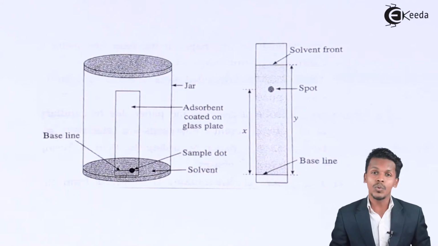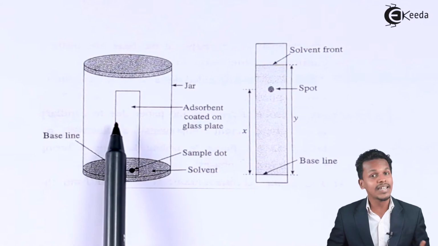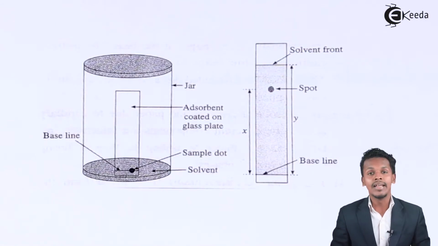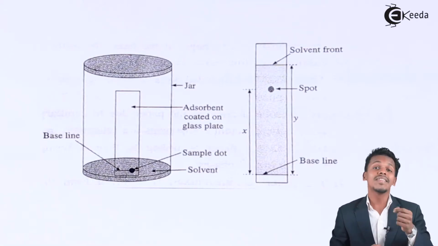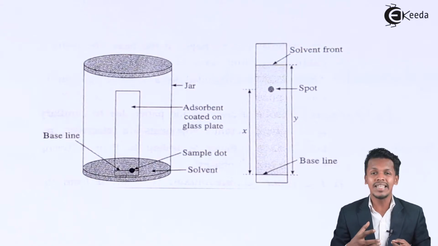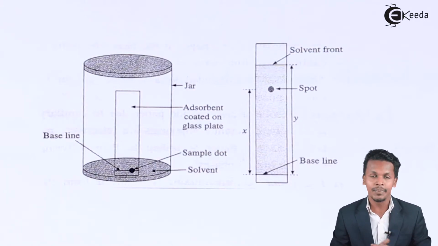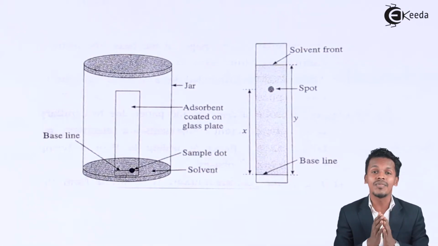So the main thing in this technique is that we take a thin glass, presented in this manner, and dip it in the slurry of silica gel, or it could be alumina also. After a few minutes it will get dried up, and this is the main thing that we need. Now we can take an organic mixture, that is the organic mixture that we have to separate.